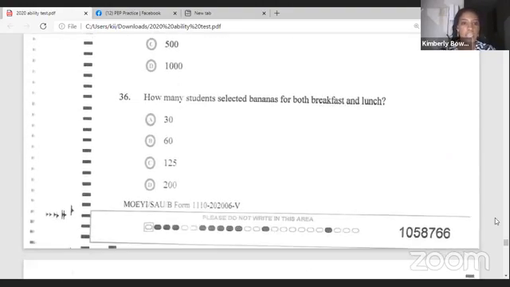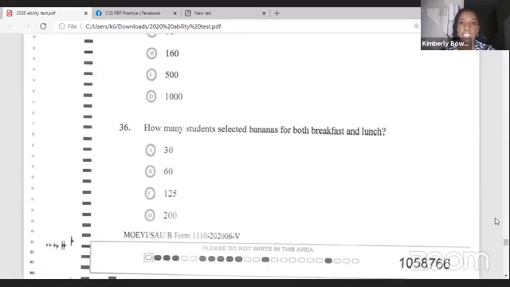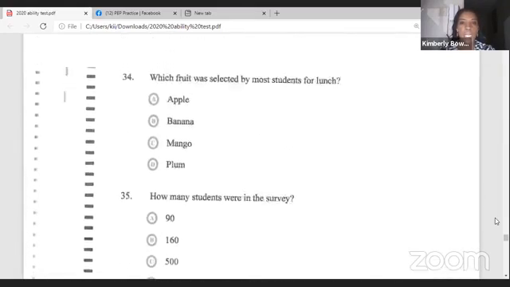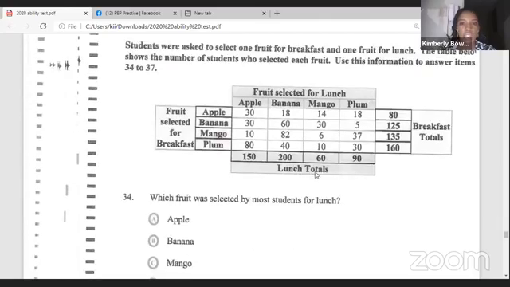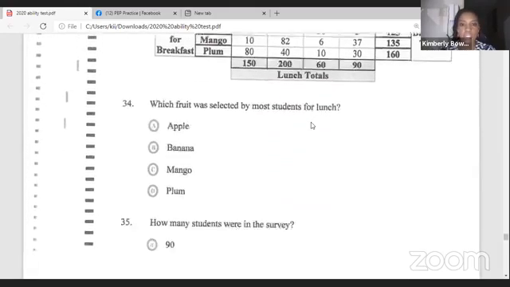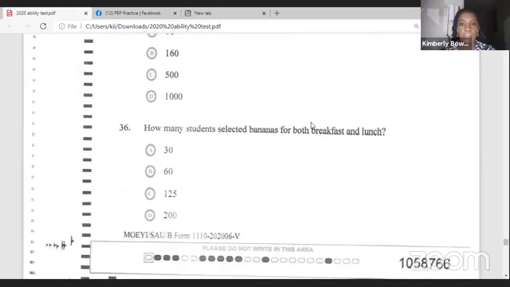Number 36, how many students selected bananas for both breakfast and lunch? Let's look at banana again, and we're looking at the one there that's overlapping. So the fruits for breakfast, they're overlapping with the fruits for lunch, that's 60. So 60 students selected bananas for both breakfast and lunch.